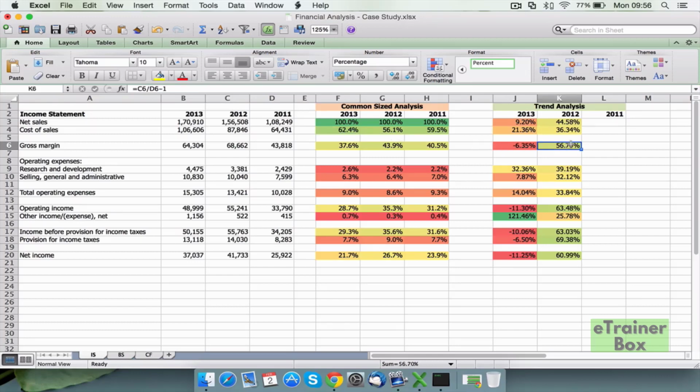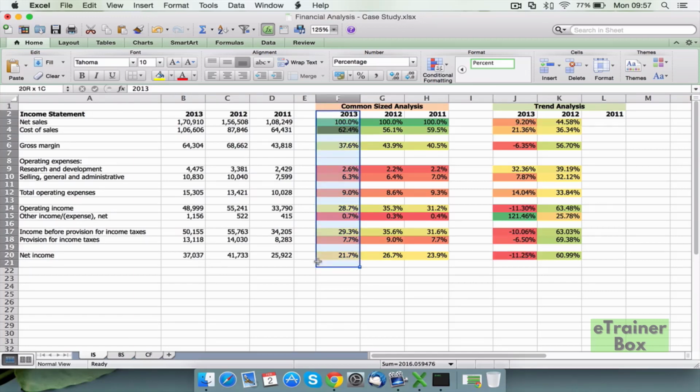Again, the gross margins have gone up by 56% in 2012, but a cause of concern here because the gross margins have actually gone down in 2013, which is represented here. Apple Inc. made $68,000 in 2012, while it made only $64,000 in 2013. So again, the last item, it is possibly for this reason that the net income increased by almost 61% between 11 and 12, but it fell down by 11.25% in 2013.